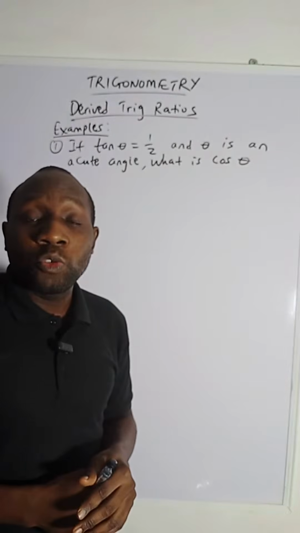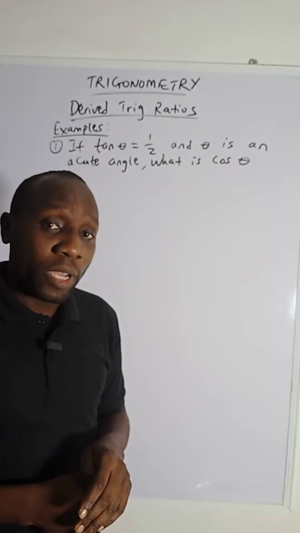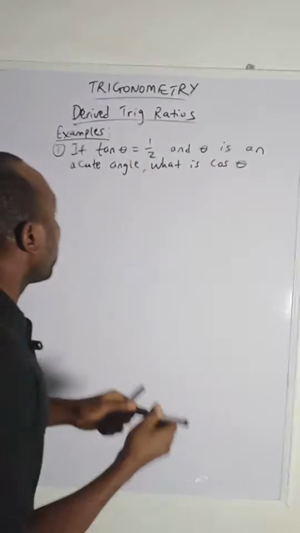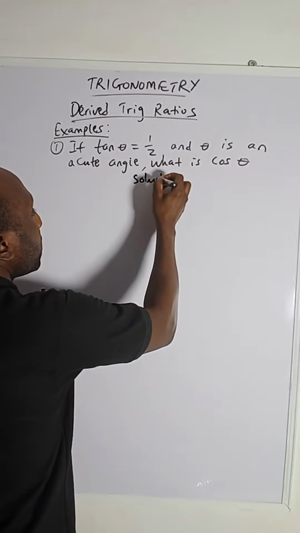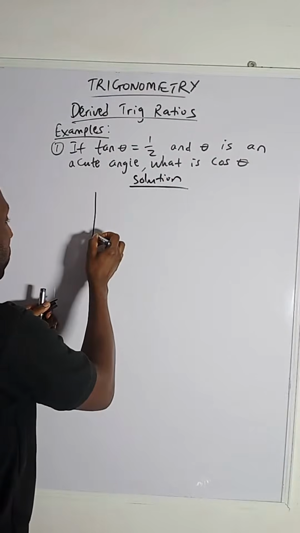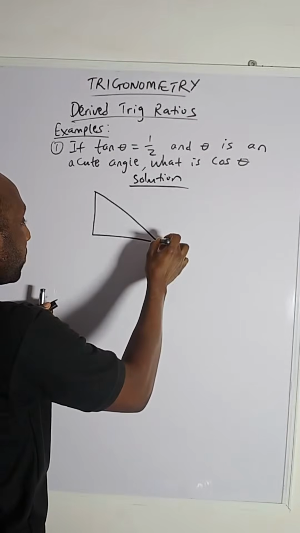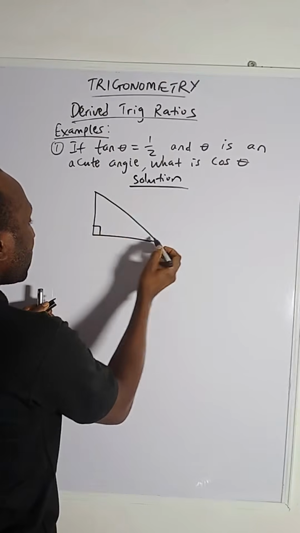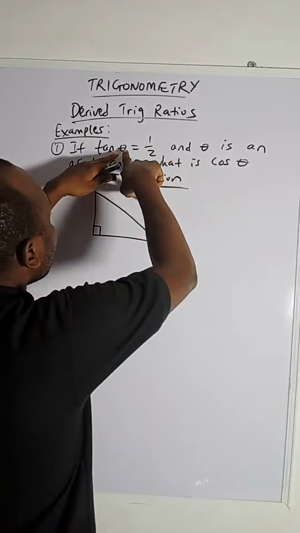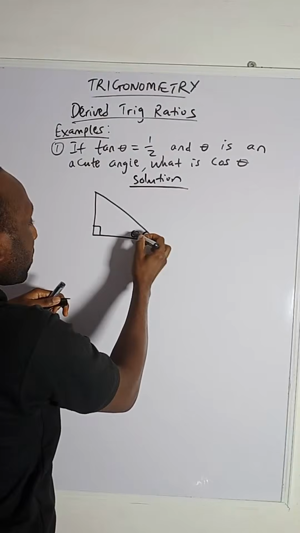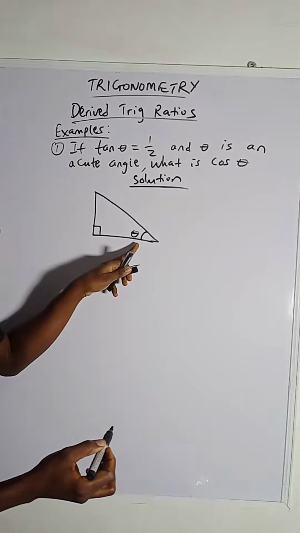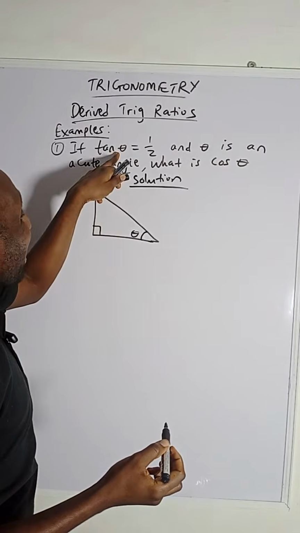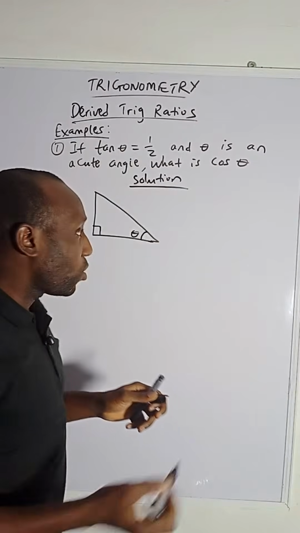So the first thing we're going to do is to draw a right angle triangle. Solution, let's draw a right angled triangle. This is what I have. And this is the right angle. And the angle, let's fix the angle here, theta. So if this is the angle, tan theta is equal to 1/2.